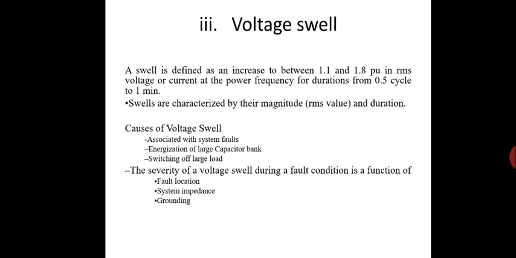So that is why, like this, you can easily remember these causes. Next one, the severity of a voltage swell during a fault condition is a function of fault location, system impedance and grounding. So based upon these three conditions, the severity of the voltage swell will vary: system impedance, grounding, and fault location, that is, where the fault is located.